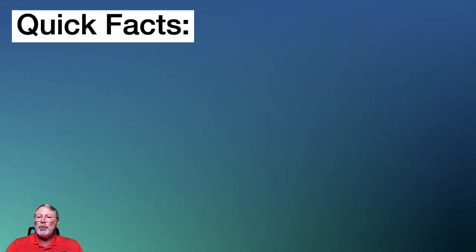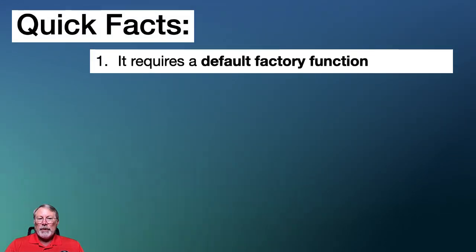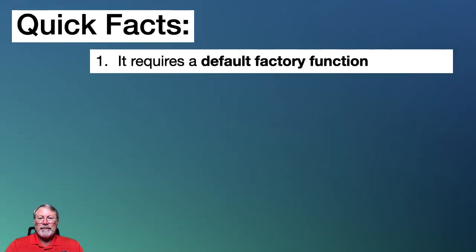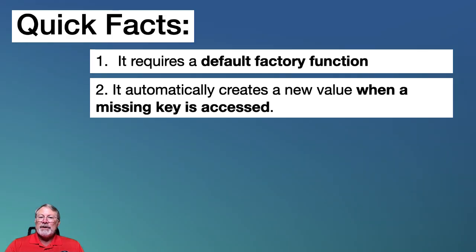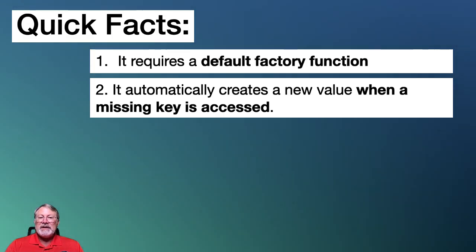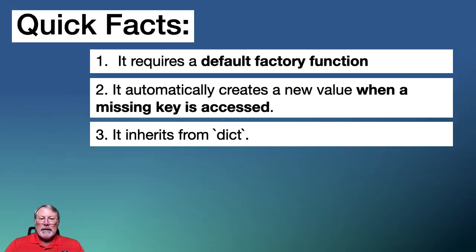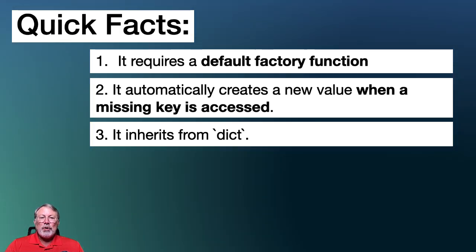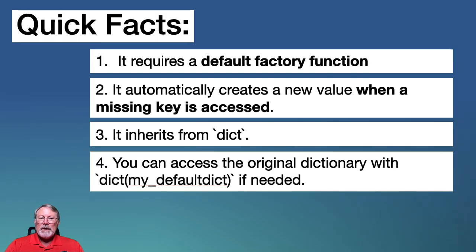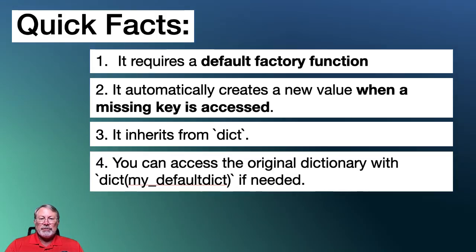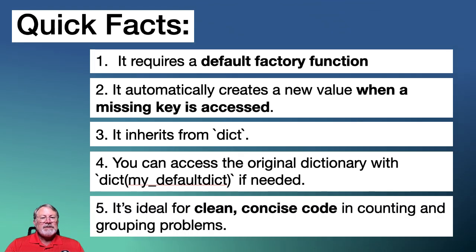Here are some key points to remember. Defaultdict requires a default factory function like int, list, or set. It automatically creates a new value when a missing key is accessed. It inherits from the dict data type, so you get all the normal dictionary methods. You can access the original dictionary with dict(myDefaultDict) if needed. It's ideal for clean, concise code in counting and grouping problems.